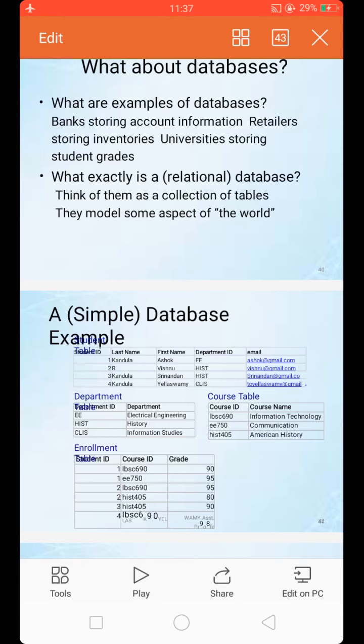So what is a relational database? It is thinking of the data as a collection of tables. Tables are called relations. Relation means tables. Storing the data in the form of tables is called a relational database. The model captures some aspect of the world.